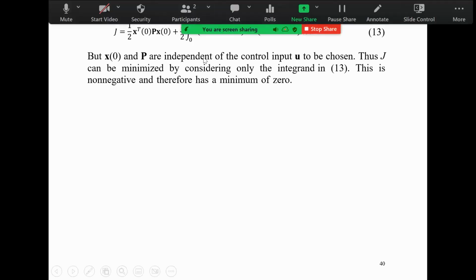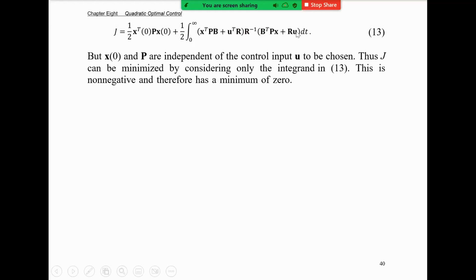Because this whole thing is positive, we know the integral of this one will be positive. And unless this whole thing is 0, then it has a minimum value of 0.